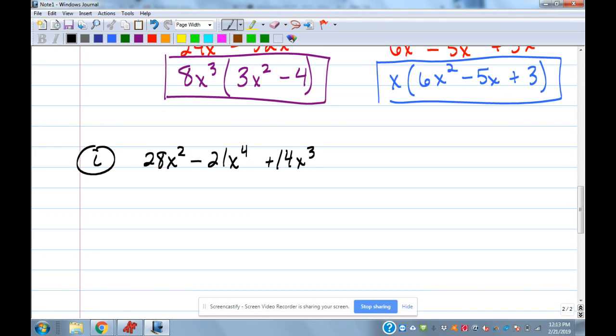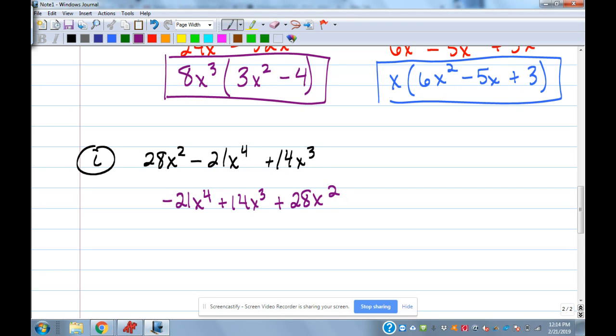What do we need to do first, Tyler? Logan, can you help him out? Move the 14x cubed to the front. Is that right? Which one should be in the front? The negative 21, because it's got 4 x's, so it's bigger. So it's going to go to the front. It's not about the number in front. It's about the exponent on the variable. So negative 21x to the fourth goes in the front. What should go next? The 14x cubed. And then the last piece would be the 28x squared.